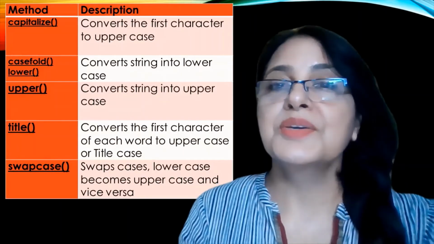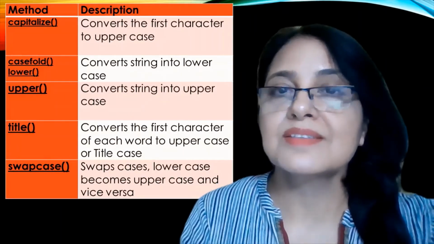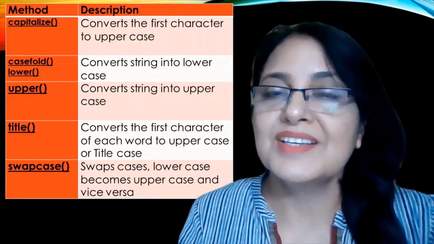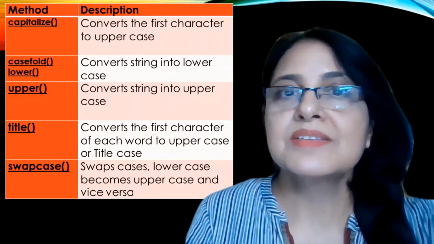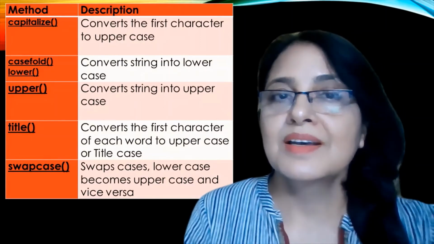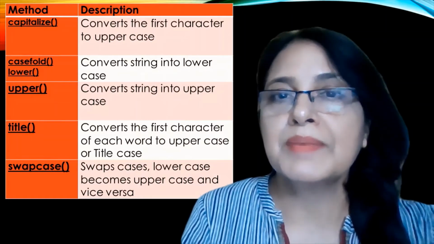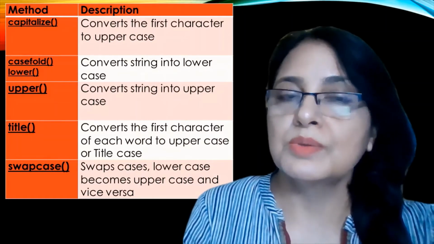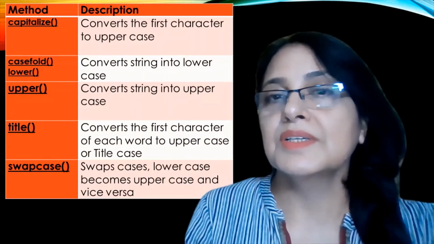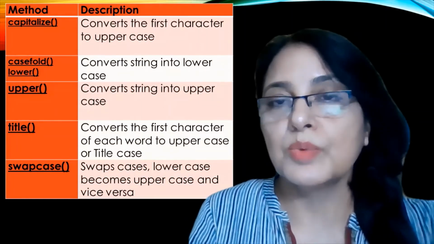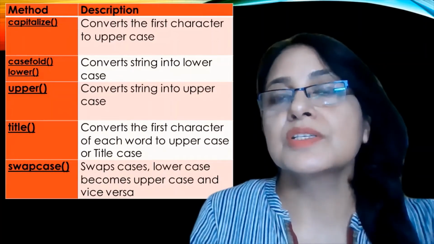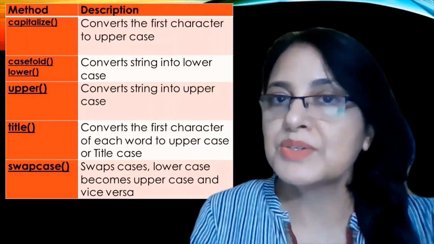String methods are used to perform some kind of tasks which will manipulate the string. We are going to look at some of these. We start with capitalize, which converts the first character of the string to uppercase. Case fold and lower methods will convert the string to lowercase. Upper converts it to uppercase. Title converts the first character of each word of the string to uppercase. Swap case changes the lowercase to upper and upper to lower.